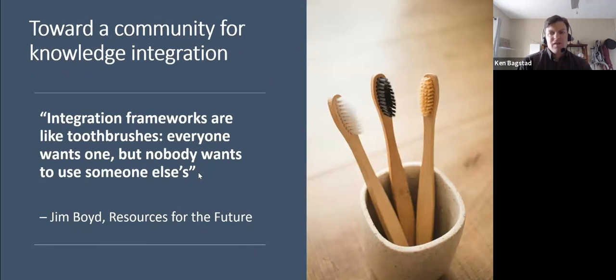I'll spend just a few moments talking about knowledge integration, which is really at the heart of what we're doing. One of the reasons that this has been so hard, this is a quote from a colleague of mine that I just love, is that integration frameworks are like toothbrushes. Everyone wants one, but no one wants to use someone else's.